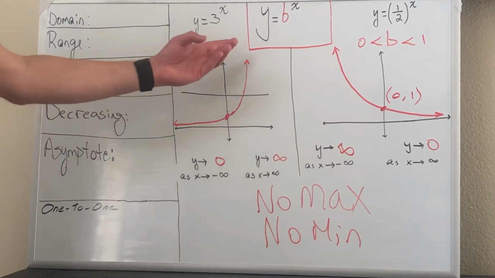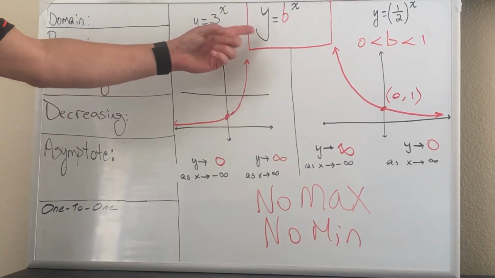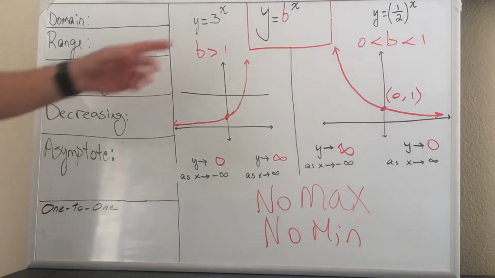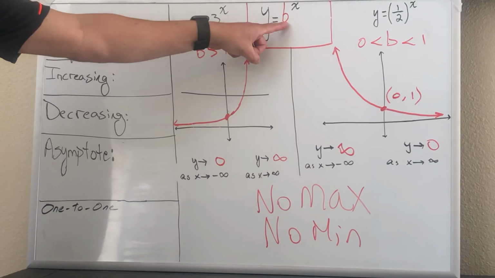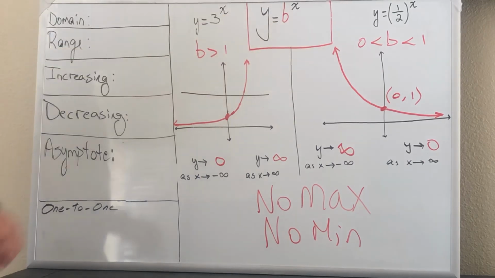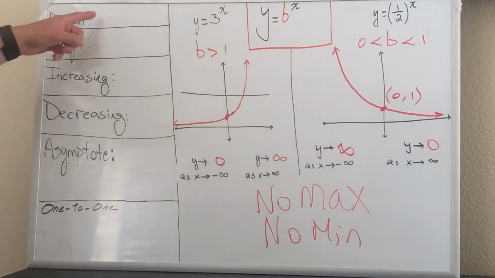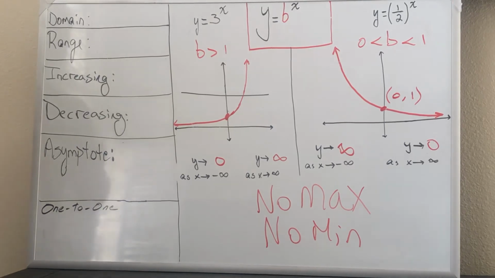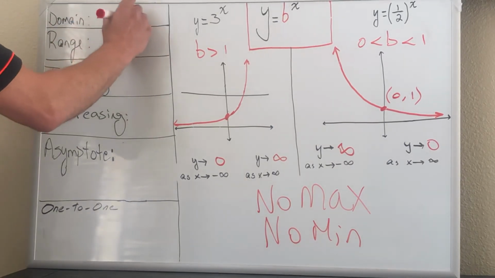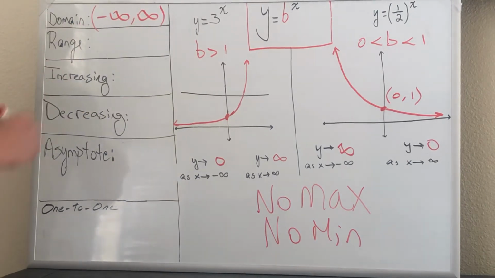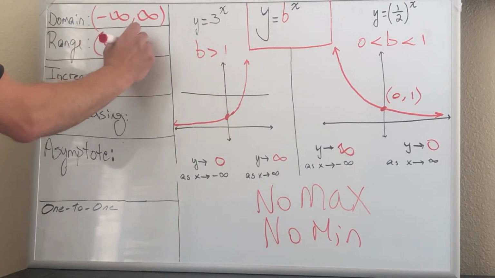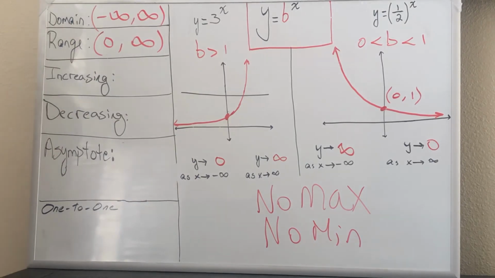So, wrapping this up, we discussed what an exponential function is. It's in the form y is equal to b to the power of x, where b is a positive number not equal to 1. The domain of an exponential function is all real numbers. That means any input is allowed. But the range is only the set of positive reals.